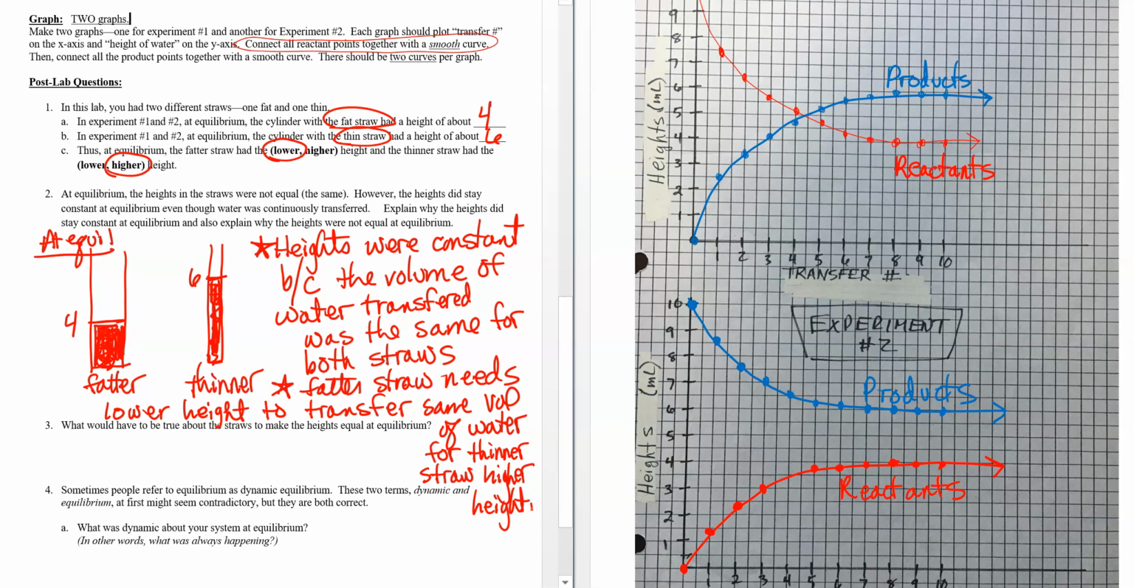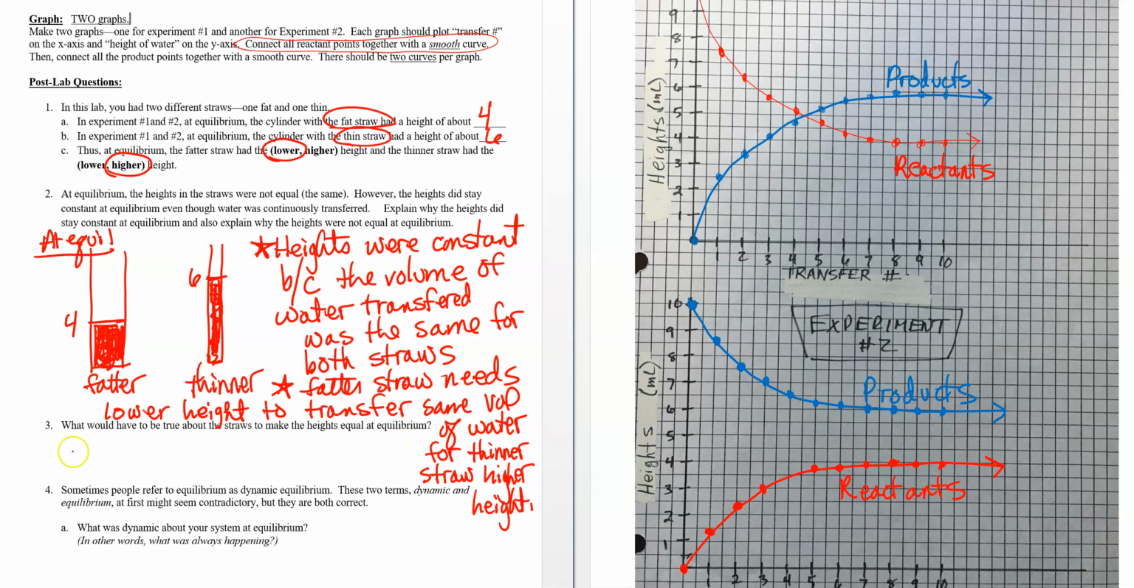So hopefully that makes sense, right? You're always transferring the same volume, but the fatter straw has to have a lower height to transfer the same amount as the thinner straw at the higher height. So that's why you end up at 4 and 6 and not at the same 5 and 5. What would have to be true about the straws to make the heights equal at equilibrium, so that you do end up at 5 and 5?